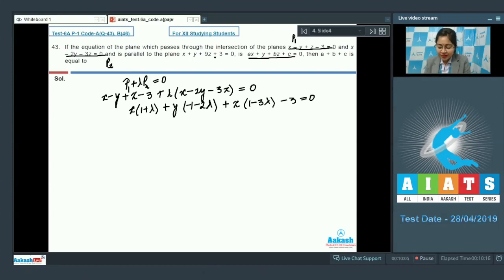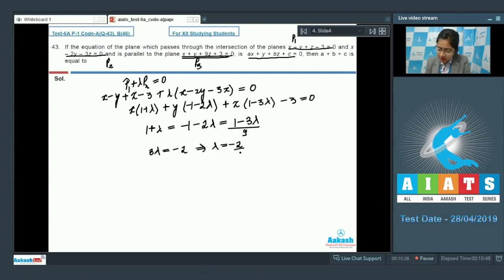Now it has been given that it is parallel to this plane, that is P3. As it is parallel to P3, the coefficients of x, y and z will be in proportion. So we write (1 plus lambda) upon 1 is equal to (minus 1 minus 2 lambda) upon 1 is equal to (1 minus 3 lambda) upon 9. This is the relation we get. Taking the first and second, we get 3 lambda equal to minus 2, that is, lambda is equal to minus 2 by 3.